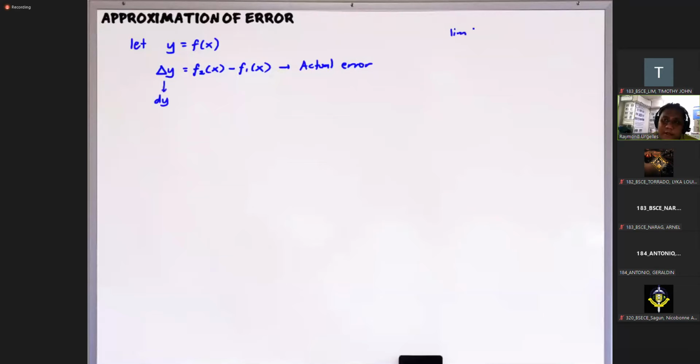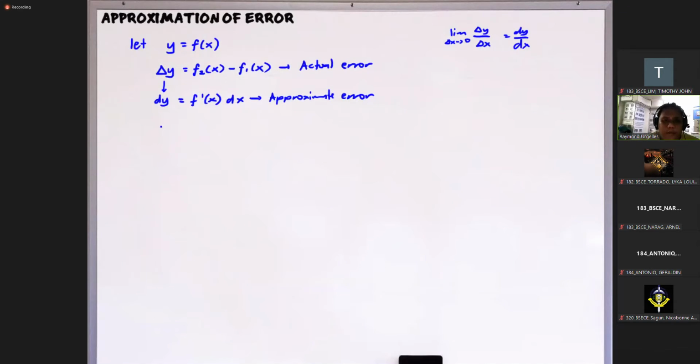Remember, yung limit ng delta y over delta x, as delta x approaches 0, is dy dx. Kaya yung delta y natin, pag in-approach natin kay 0, magiging dy siya. Pag nangyari yan, saan ba equal yung dy natin? By using concept of differential calculus, this is f prime of x multiplied by dx. Ito yung tinatawag natin as the approximate error, and kadalasan ito yung pinapasolve sa problem. Any questions dito?